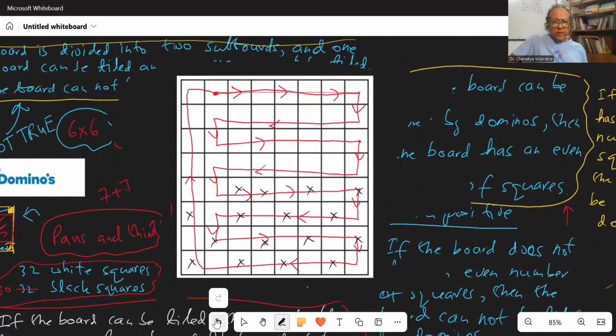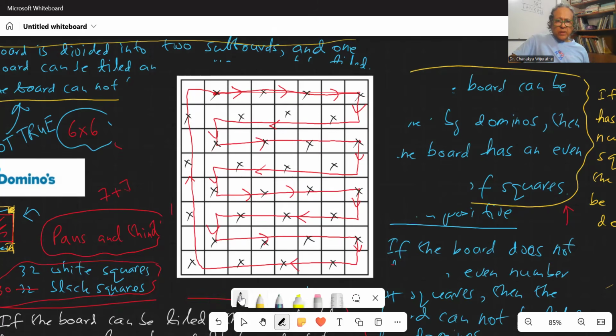Oh, that's not correct. That's a white. All right. So let me use some other color.